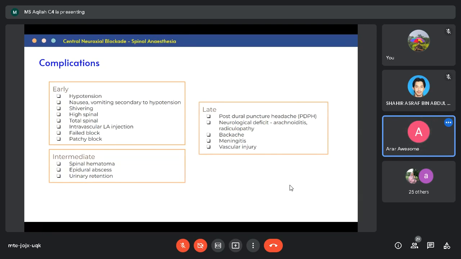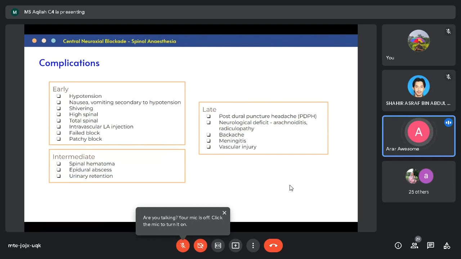For the intermediate, the patient can have spinal hematoma, epidural abscess, and also urinary retention, because there is a loss of sympathetic function. And for the late, the patient can have postdural puncture headache. That is more common in spinal anesthesia than epidural anesthesia, because in spinal anesthesia we penetrate deeper. So the patient is usually more prone to develop postdural puncture headache.